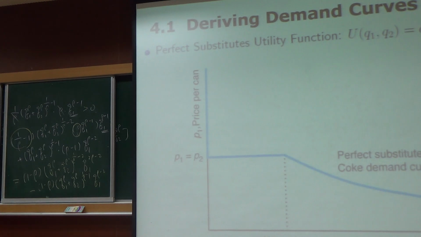All right, given this functional form, Q1 plus Q2. So you know the indifference curves look like a line with a slope of -1, right? With a slope of -1. Is that clear?